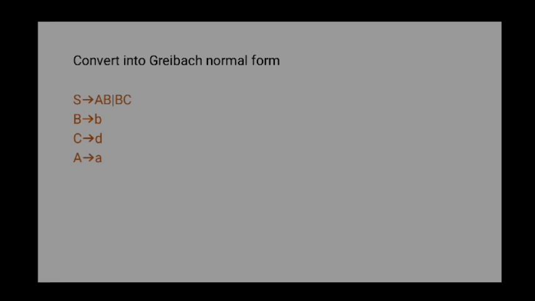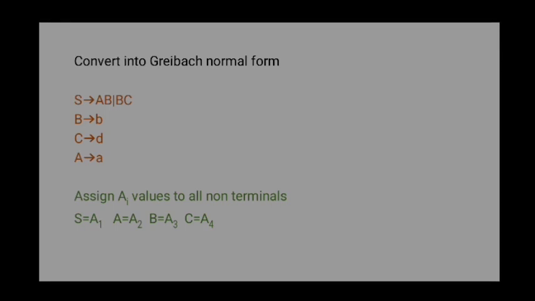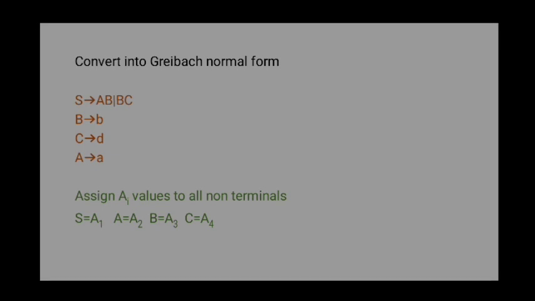Now go for condition number 3, that means rename all the variables as A with subscripts, for all non-terminals. S is the first non-terminal, so we name it A1. A is the second non-terminal on the right, so name it A2. B is the third non-terminal, that is A3. Again on the right you have B, which has already been named, so no need to rename it. Then after B, C is a non-terminal, which has to be named A4.